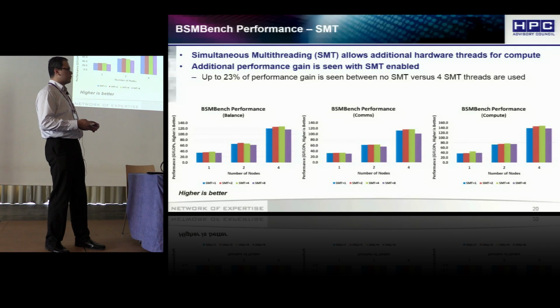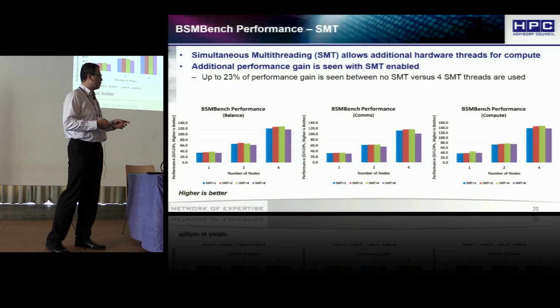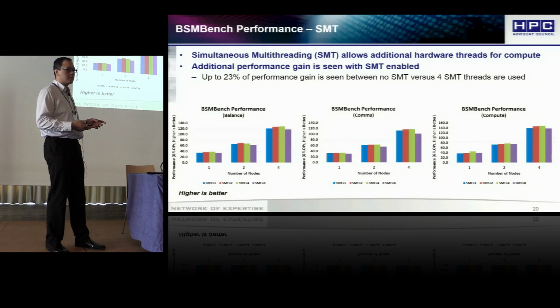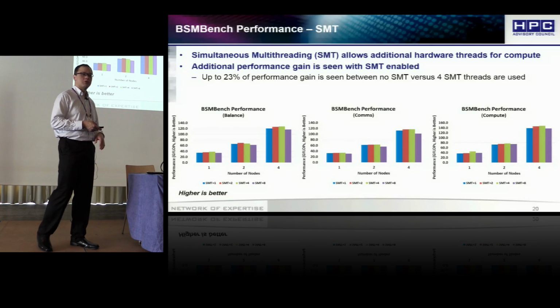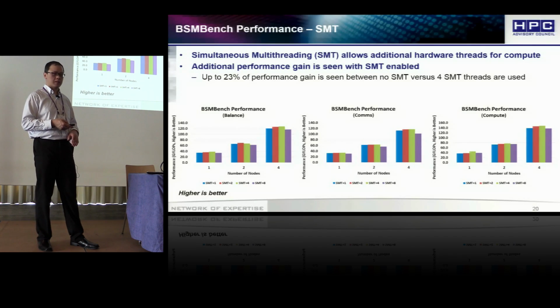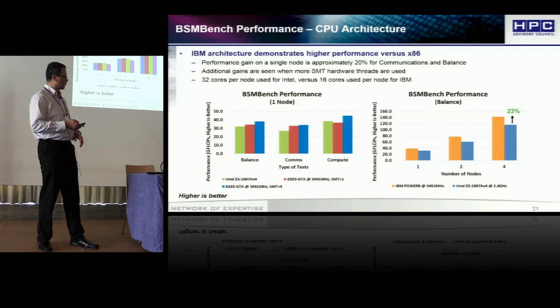So what we actually have found is that by being able to use more hardware threads, you do actually see better performance. So it's about up to 23% of performance gain that you can see by using hardware threads, up to 4 threads per core.